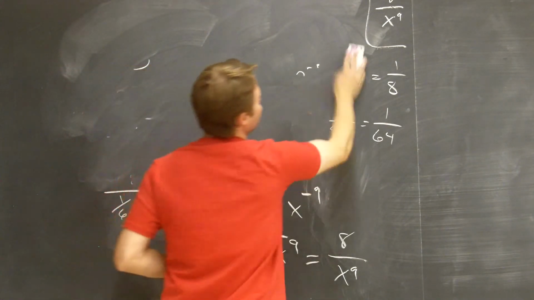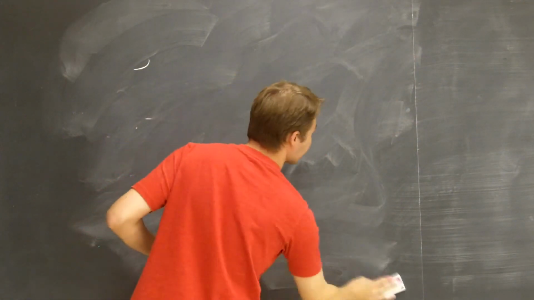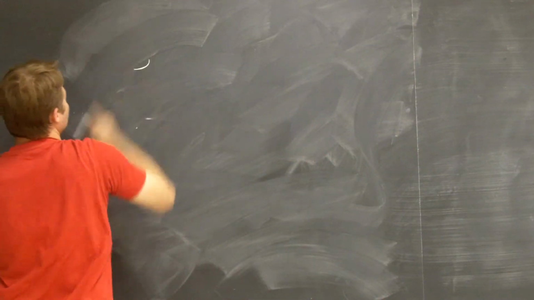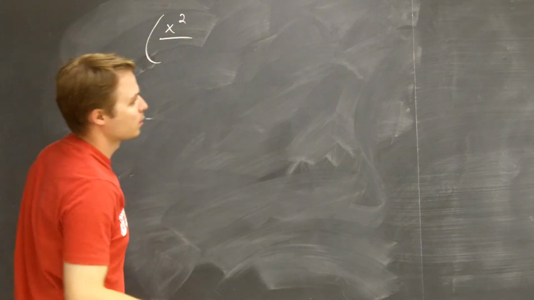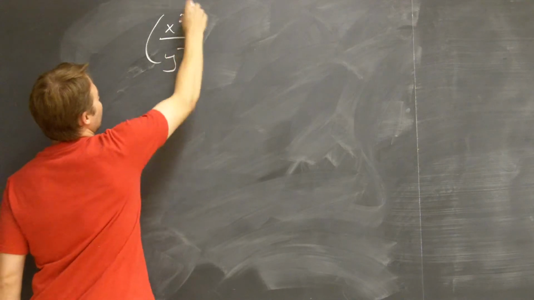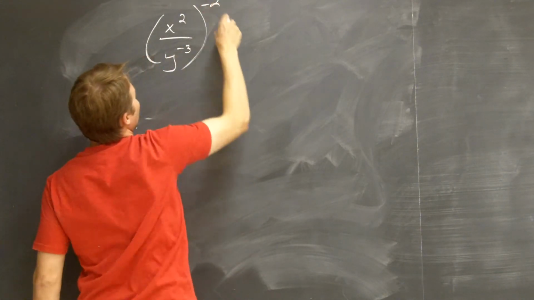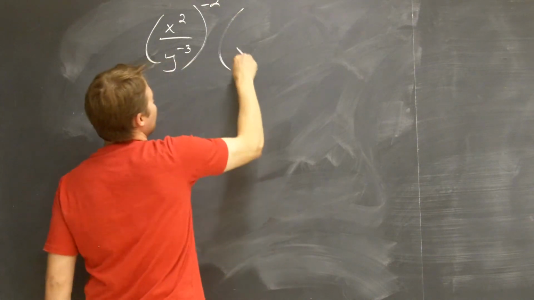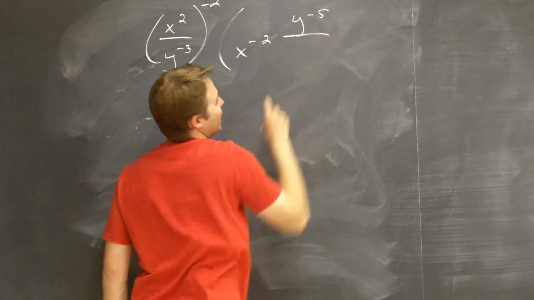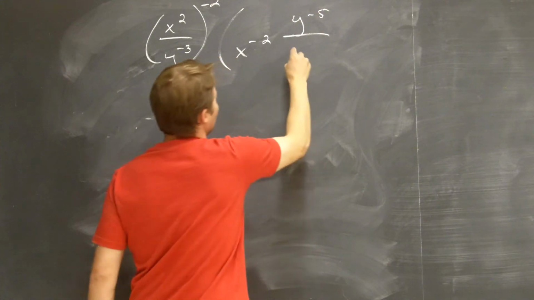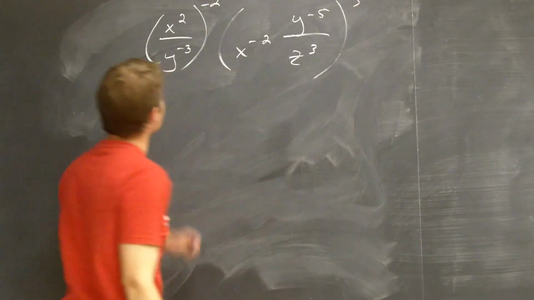So let's try another one. So how about this one? X squared over y to the negative 3, all to the negative 2nd power, times x to the negative 2 times y to the negative 5 over z cubed. All of that to the 3rd power.